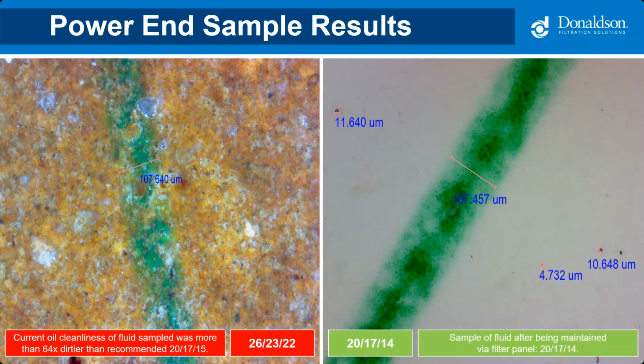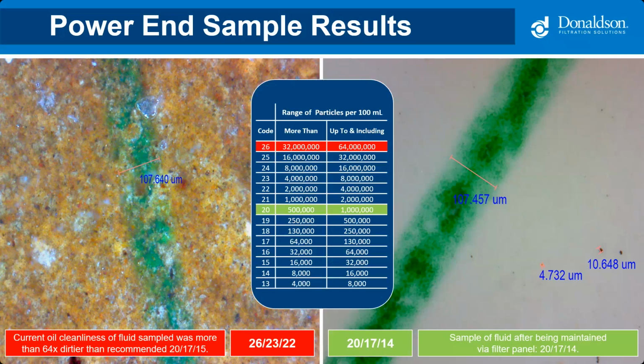And that's a sample there of after that fluid is being maintained by a filter panel. And again, if you're familiar with ISO cleanliness codes, the target is to be between 500,000 particles per 100 milliliters, and where they were at was over 32 million particles per 100 milliliters, a substantial amount more of dirt within that circuit.